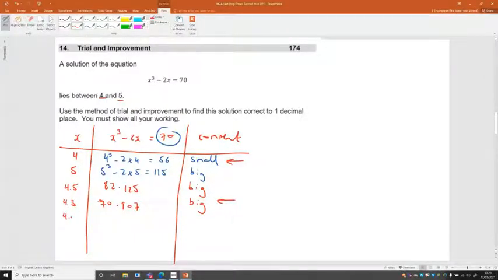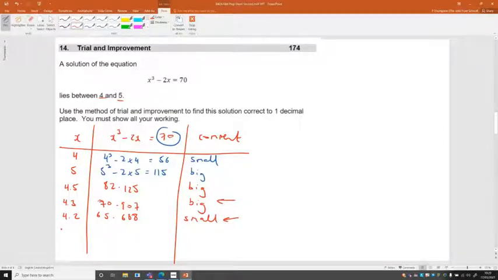So I better try 4.2 next, didn't I? So 4.2 cubed, take away 2 times 4.2, gives me 65.688, and that's too small. That's good news, right? Because now I've trapped it between these two.